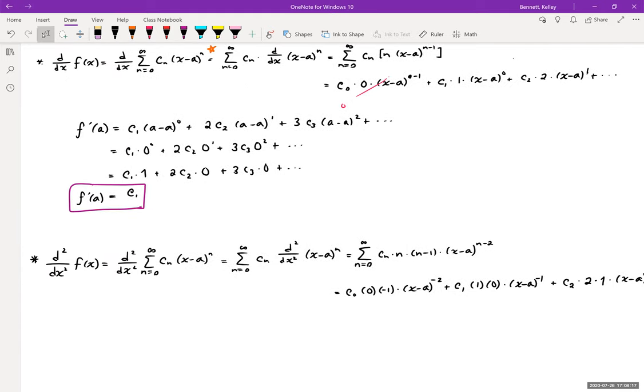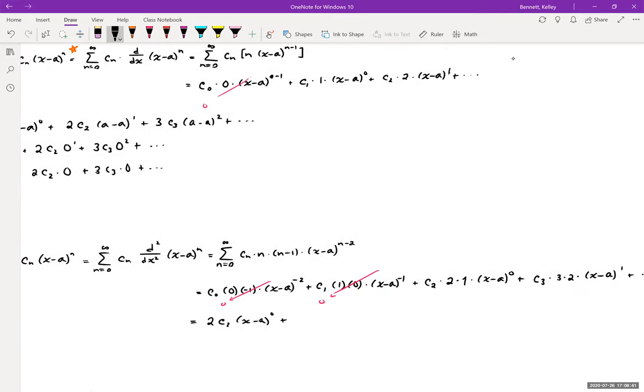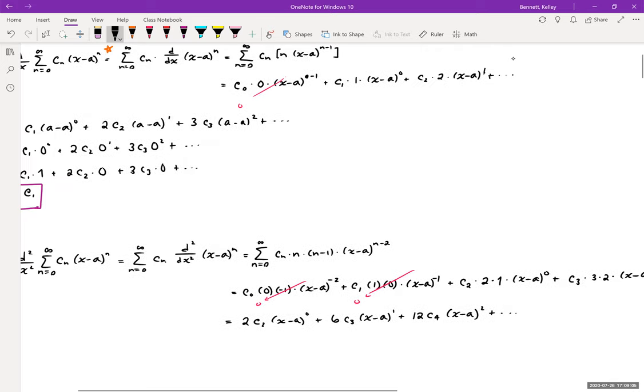And if I simplify this, c naught goes away. The whole thing goes to 0. For c1, all these terms go to 0. And so what I'm really left with is 2c2 times (x minus a) to the 0 power, plus 3 times 2, which is 6, so 6c3 times (x minus a) to the first power. And the next one would be 4 times 3, so it'd be 12c4 times (x minus a) squared, and on in that fashion.